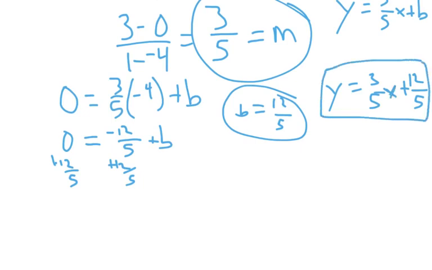So that's how you can find the equation in slope-intercept form from 2 points. You have to first find the slope, and then you use either point. Doesn't matter which one you end up using to find the intercept, and then you bring it all together.